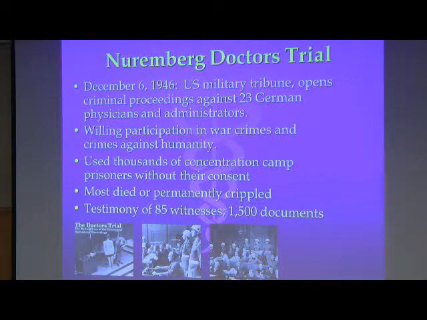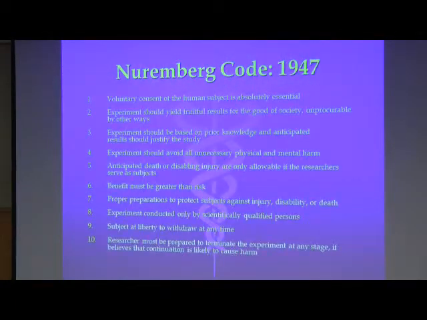After the Nazi Germany experiments, we actually had the Nuremberg doctor trials of 1946, and this is another key moment where a lot of the doctors and the physicians and the administrators are tried, and it's a testimony of 85 witnesses. Most of the witnesses do not survive. There's over 1,500 documents. And out of the doctor trials comes the Nuremberg Code of 1947, which is one of the foundations that IRB information is based on today.